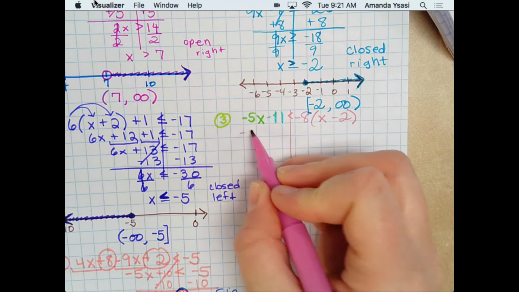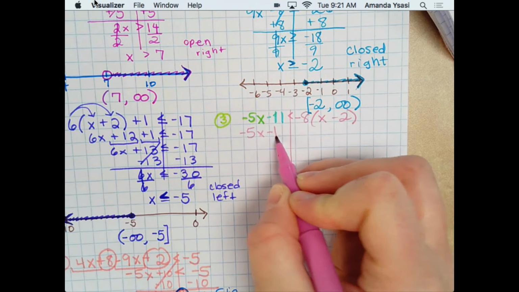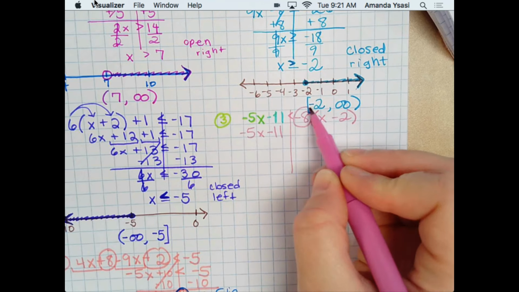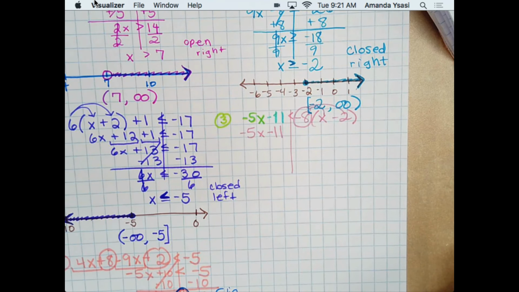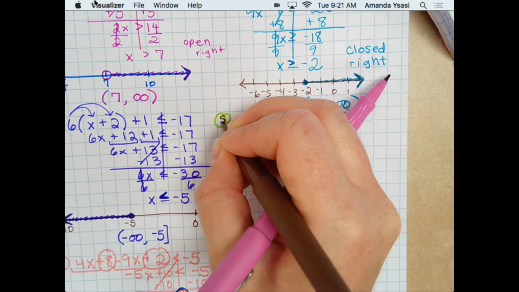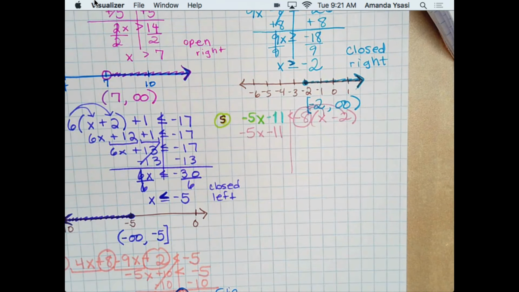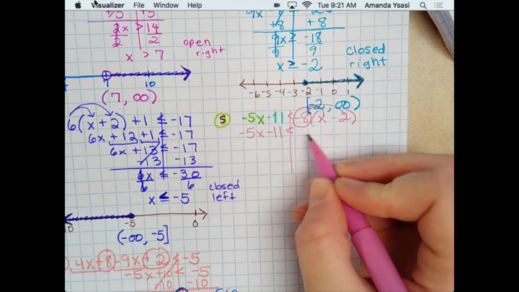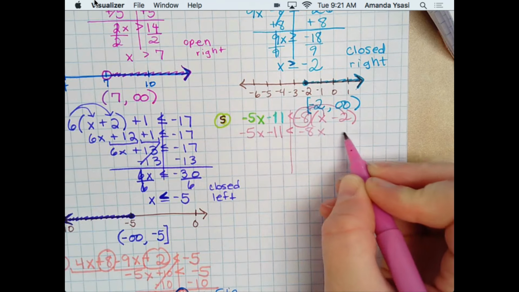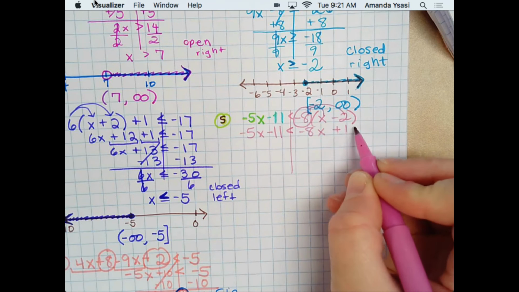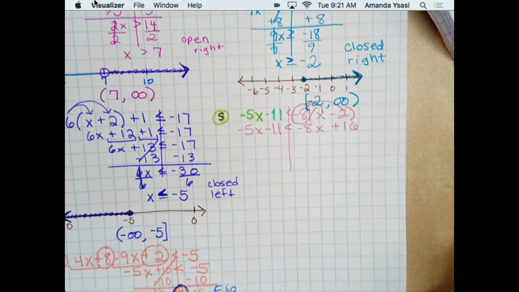Okay, so negative 5x minus 11 can't be simplified. But the other side, we're going to distribute. Thanks. That should be 5. Negative 8x plus negative 8 times a negative 2. Positive 16.